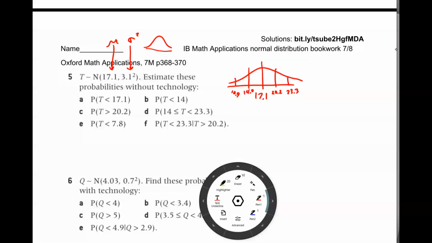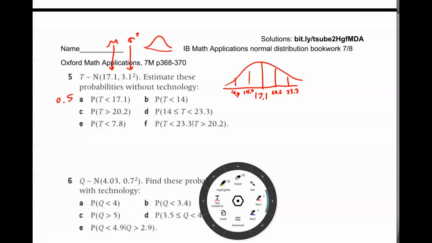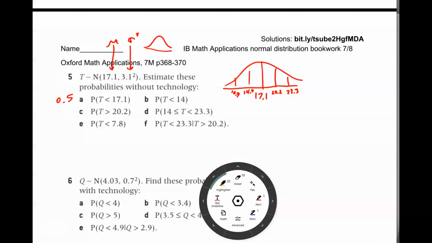First it says, what's the probability that T is less than 17.1? Well, remember, that would be this region here, which would be 50%. That wouldn't even be much of an estimate, it would actually be the exact answer, right? So this would be 50%, 0.5. B would be, what is the probability that T is less than 14? So that would be this region here. It makes it easier to erase if I don't put it right on top of it.